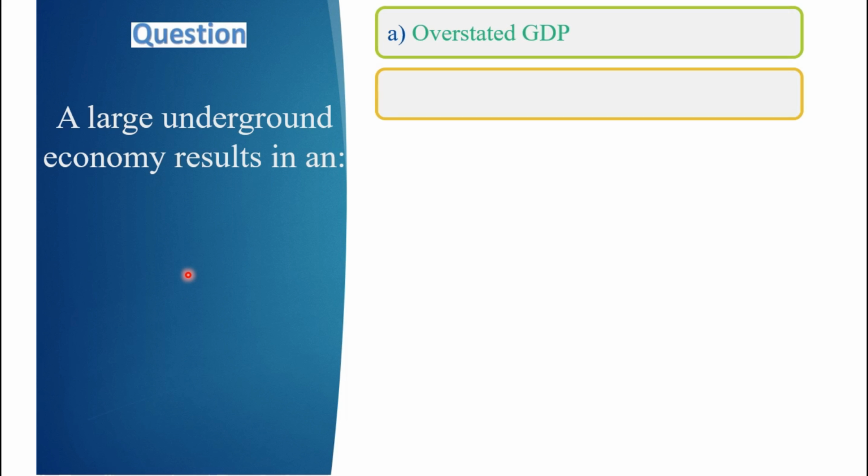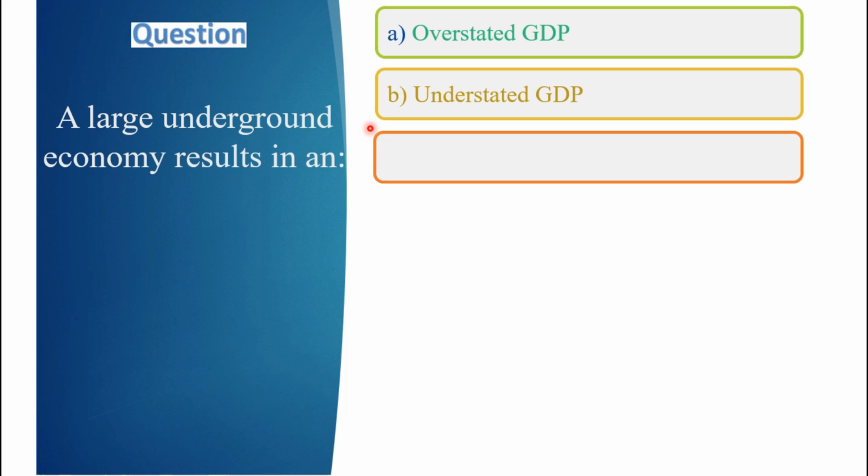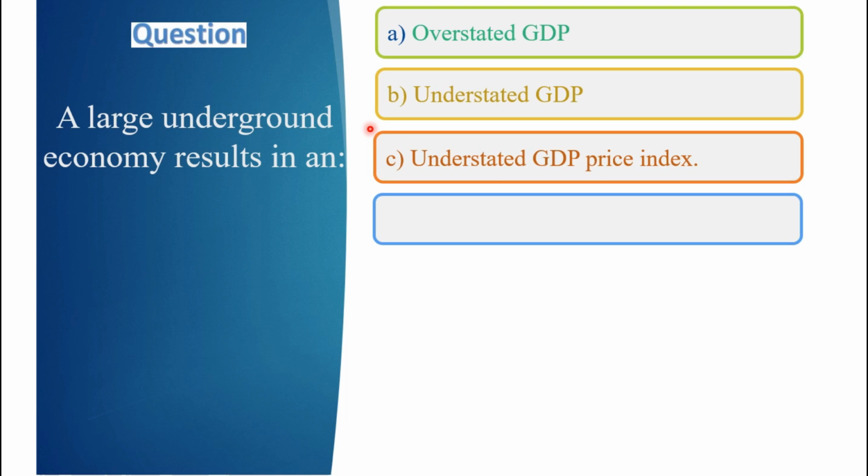Our next question is, a large underground economy results in which of the following options? Option number 1 is overstated GDP, option number 2 is understated GDP, option number 3 is understated GDP price index, option number 4 is overstated GDP price index. And the correct answer for this question is understated GDP, that is option number 2.